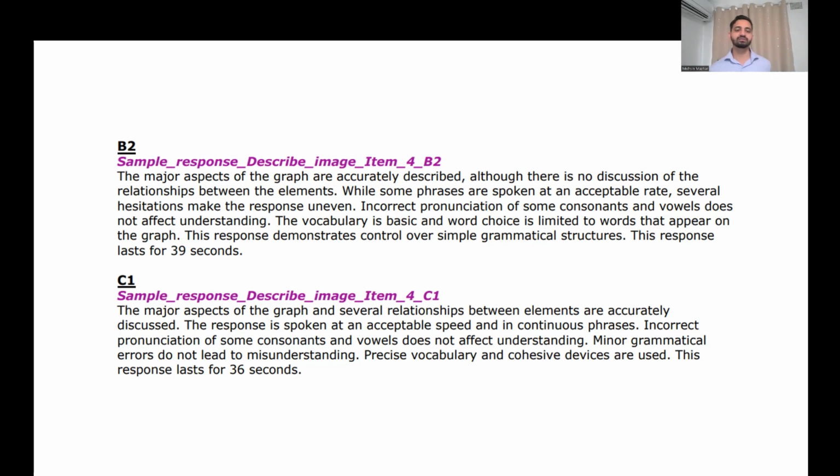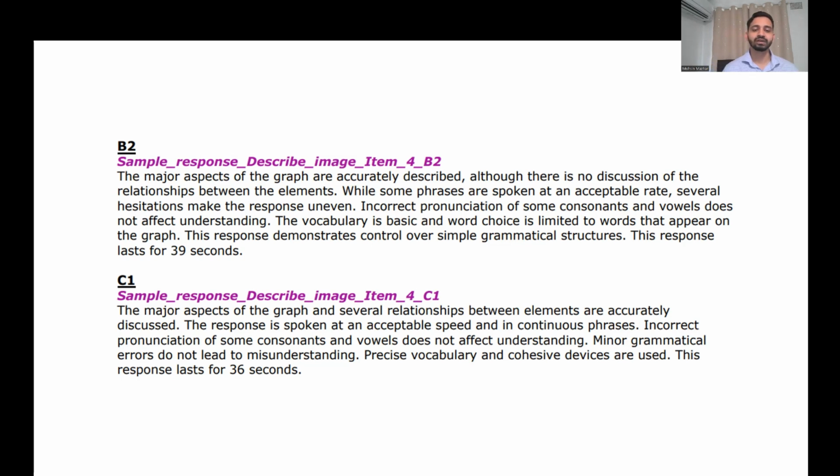And in C1, the major aspects of the graph and several relationships between elements are accurately discussed. The response is spoken at an acceptable speed and in continuous phrases. Obviously, there are not so many hesitations and pauses. Incorrect pronunciation of some consonants, and we saw that, you know, "on October" instead of "in October", we do have some grammatical errors there. Incorrect pronunciation of some consonants and vowels is also visible, but it does not affect understanding. Minor, it doesn't affect the understanding.